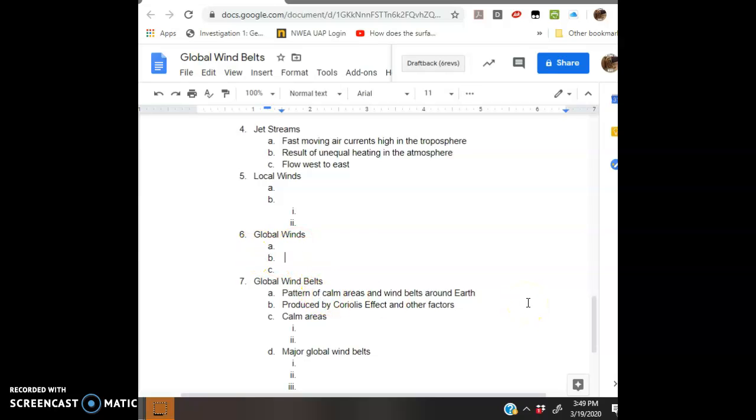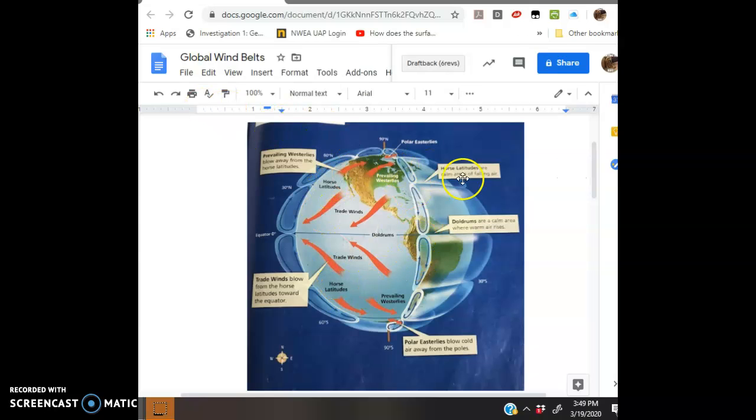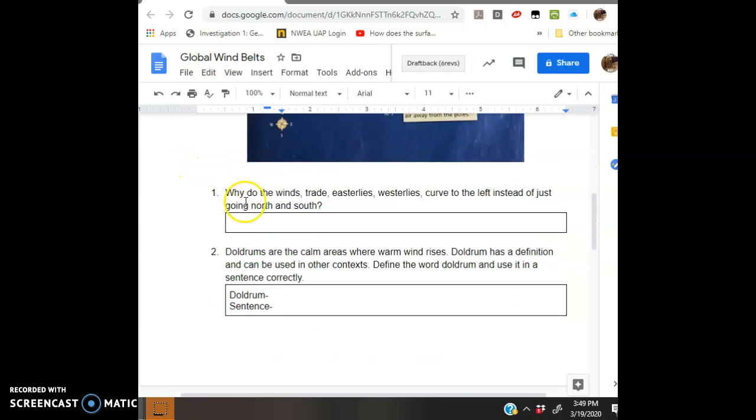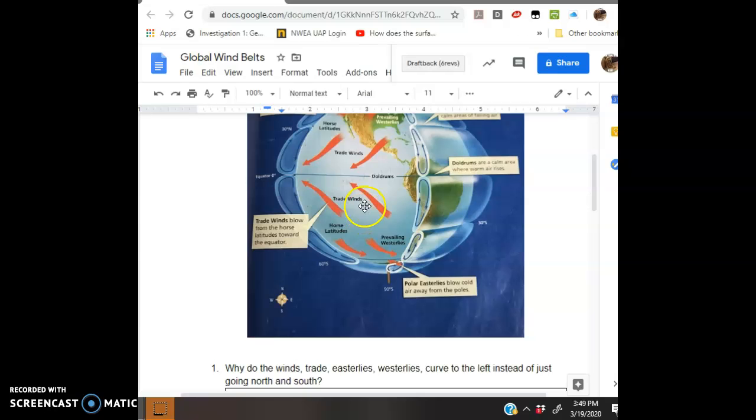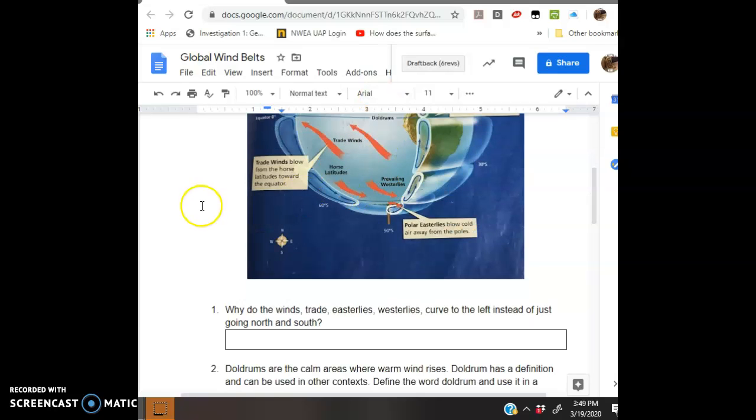And then you're getting into the global wind belts, and that's what you're looking at in this picture up here. These are the global wind belts. These cycles are your convection current cycles, where you have the warm, heated air expanding and rising and the cooler, denser air flowing in underneath, and it creates these convection currents. You also have these winds that are curving toward the left, and one of your questions here is, why do the winds, which are the trade winds and the easterlies and the westerlies, curve to the left instead of just going north-south? Why don't they just flow north-south?